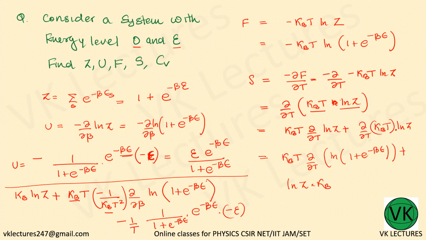So finally we have kB log Z plus minus 1 by T, and also minus of minus becomes plus, and this e is here, so e by T into e to the power minus beta e divided by 1 plus e to the power minus beta e. So this is the entropy here.